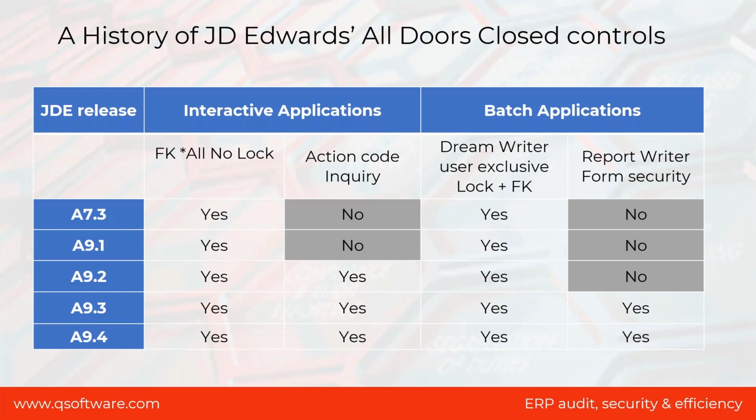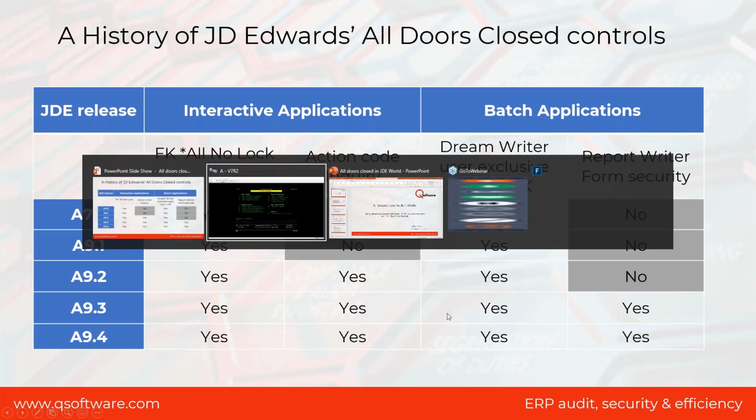But just briefly, action code inquiries we see came in there at A9.2, and report writer form security came in at A9.3, and I'll show you how those work. But let's work from left to right. So I'm amazed, as I said, how many people don't know about the function key *ALL NOLOCK. But let me just show you how that would work.